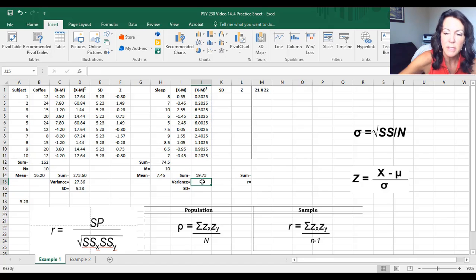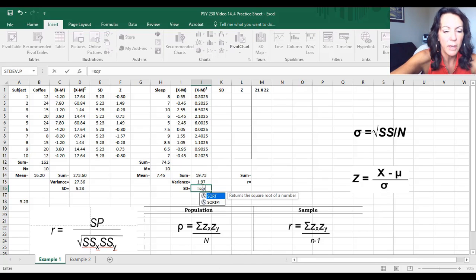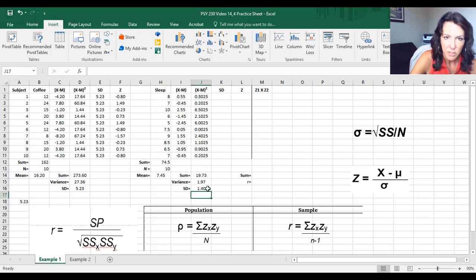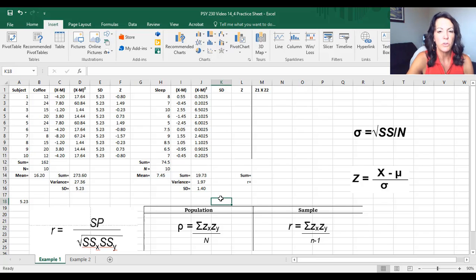And my variance is going to be my sum of squared deviations divided by my n of 10. And my standard deviation is going to be equal to the square root of the variance. We need this standard deviation to go any further. All right, so my standard deviation is going to be 1.40.